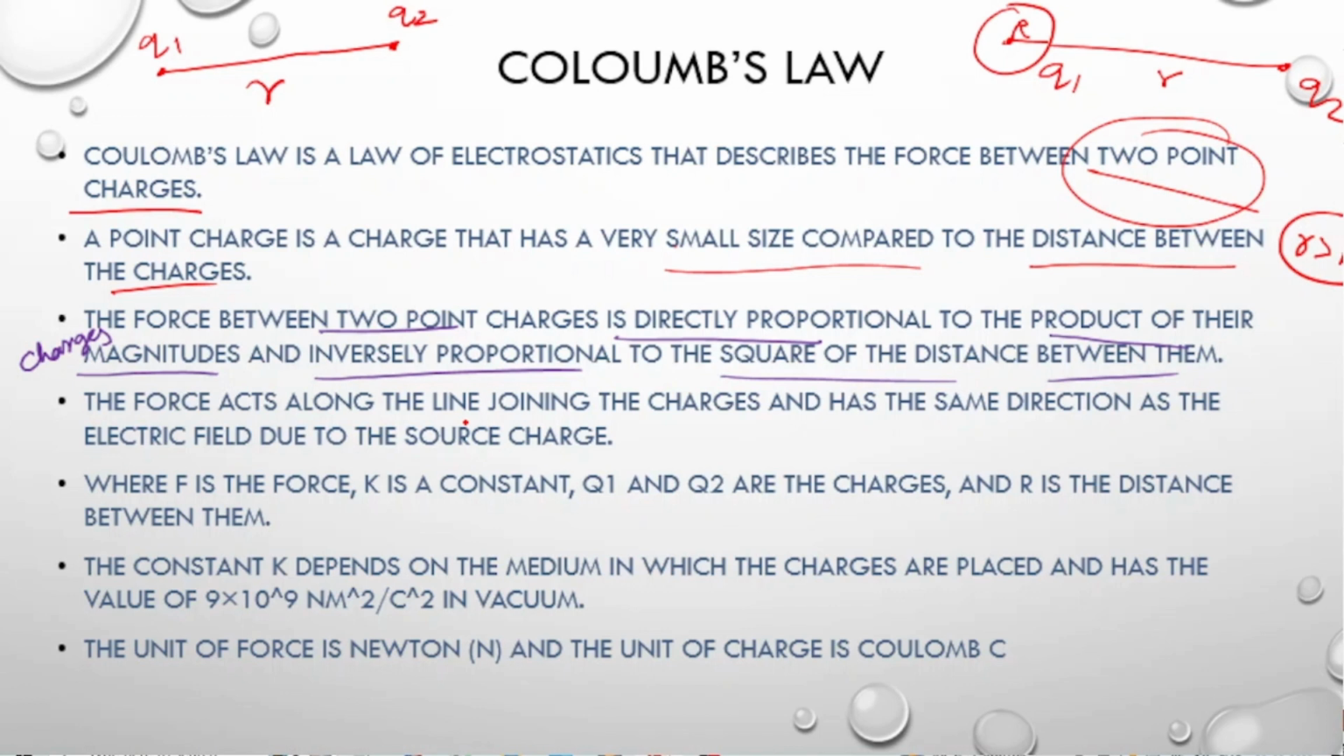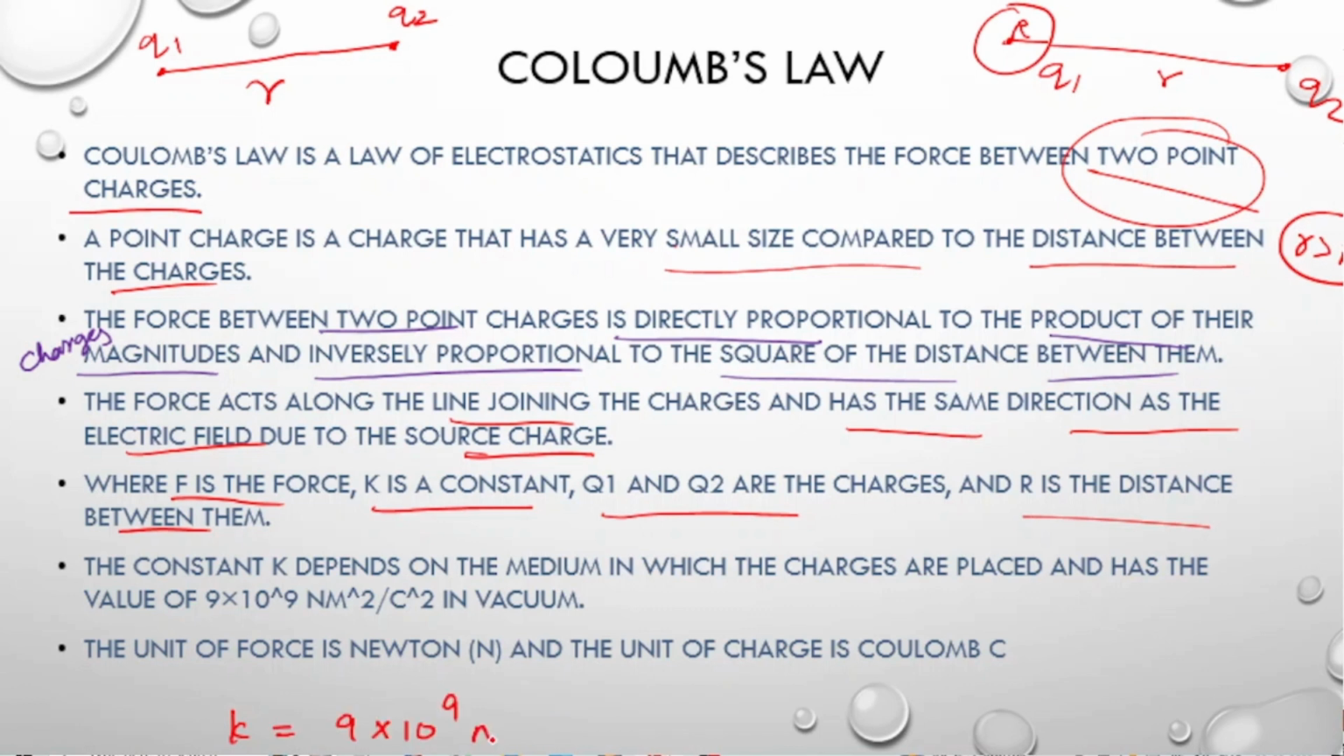Since it is a source charge, it acts in the same direction as the electric field. So F is the force, K is a constant, Q1 and Q2 are the charges, R is the distance between them. We have discussed that, right? And one more thing is the value of K. The value of K is 9 into 10 power 9 Newton meter square per Coulomb square.